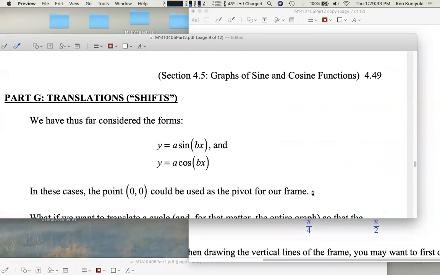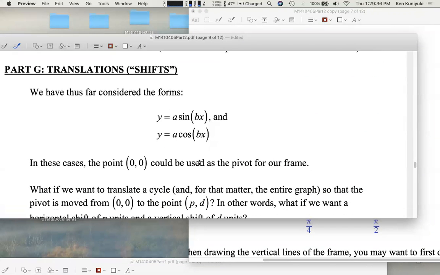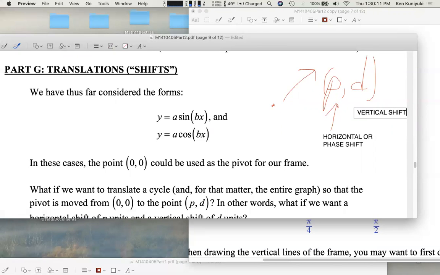Translations. This should sound familiar. All right. So what if we wanted to do a translation so that the origin 0, 0 becomes the point, not HK, PD. This is standard notation for trig, P comma D, where P is the horizontal or phase shift. I'll type that out. P is the horizontal or phase shift. And D is, as usual, the vertical shift. Well, it's usual for trig.